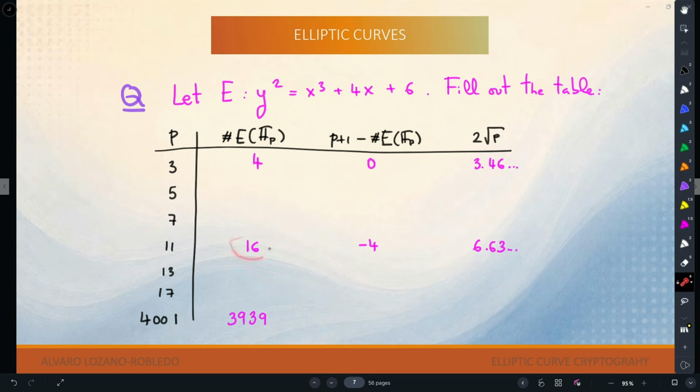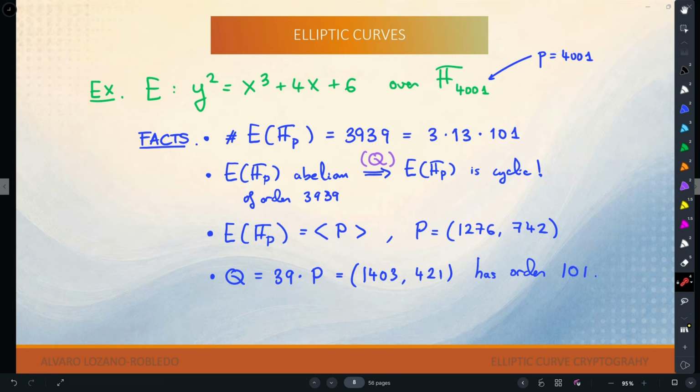For p equals 11, there are 16 points. So the error there is minus 4, which is in absolute value less than twice the square root of p. So it works. And for example, modulo 4001, there are 39 points. And then you can check what is the error. So one problem is to do more computations of this sort to just check that those bounds actually hold. So it turns out that that elliptic curve, it is an elliptic curve modulo 4001. The number of points is 3939.